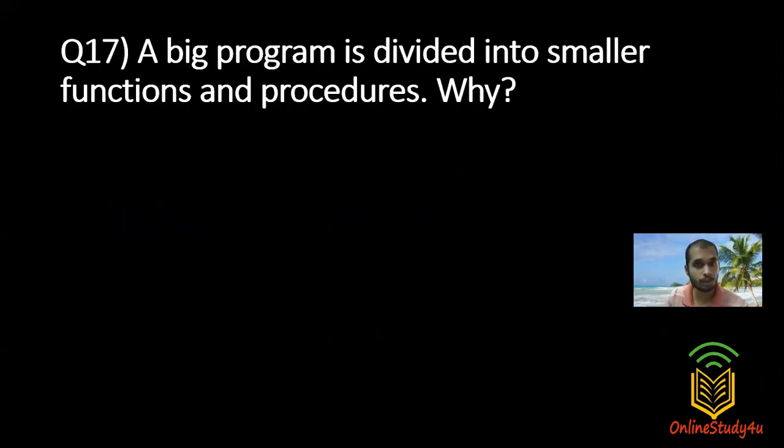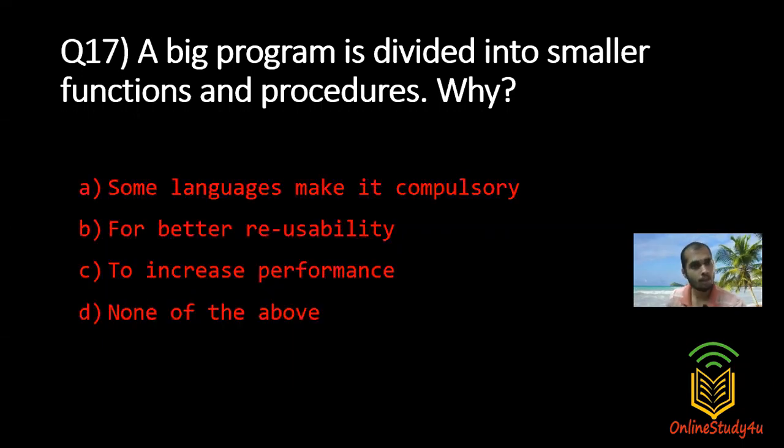That is the 17th question. A big problem is divided into smaller functions and procedures. Why? Option A, some languages make it compulsory. Option B, for better reusability. Option C, to increase performance. Option D, none of the above.